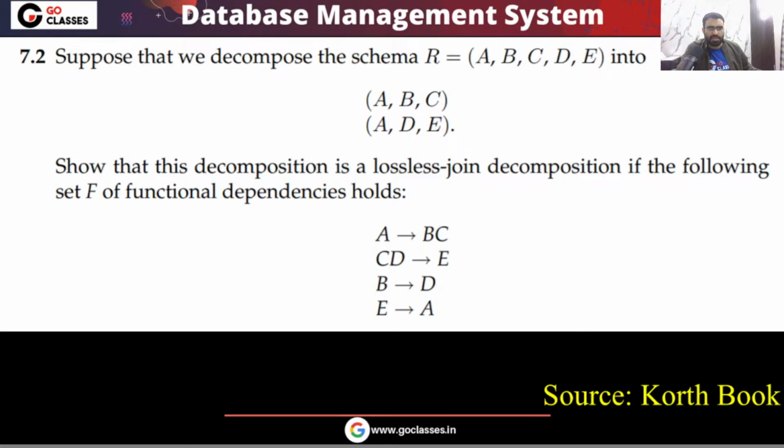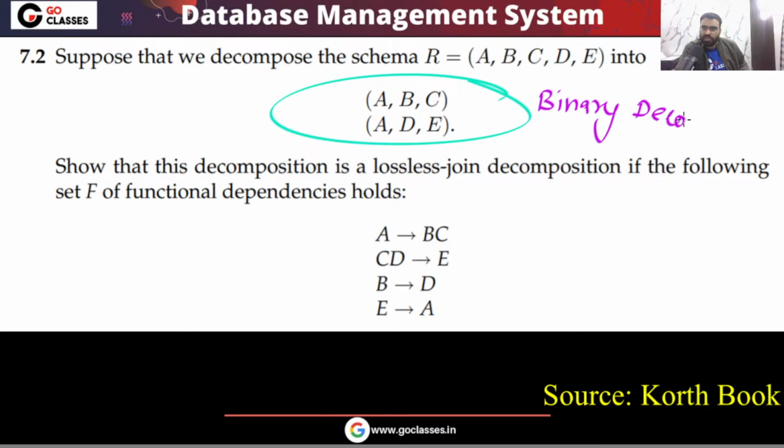Let's solve this fourth book question. Suppose that we decompose the relation R into two sub-relations. Show that this decomposition is a lossless decomposition if the following set of functional dependencies hold. Okay, so let's solve it. Very simple. This is a binary decomposition first of all. We are decomposing the original relation R into two sub-relations R1, R2. So this is a binary decomposition. And how to check if a binary decomposition is lossless or lossy? That is very easy. We will find the set of all common attributes of the sub-relations. So you find R1 intersection R2, the schema intersection we are doing.